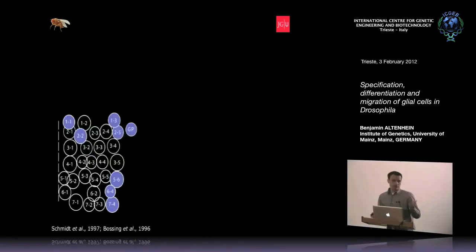And when we now look, and I will focus on glial cell development, when we look at those progenitor cells that produce glia, you will see in blue, these are the ones, these are the guys that make glial cells in the nerve cord.